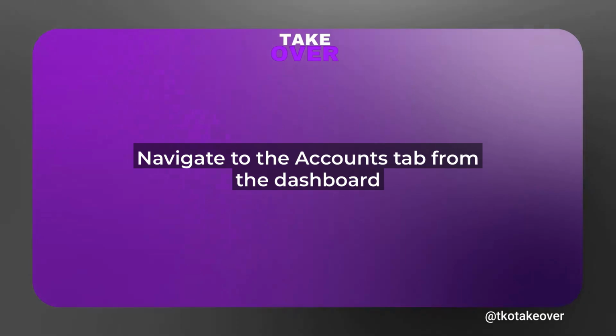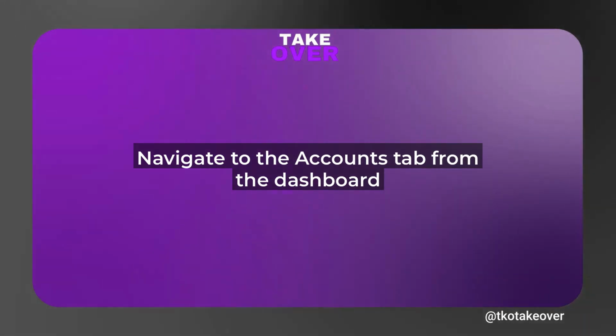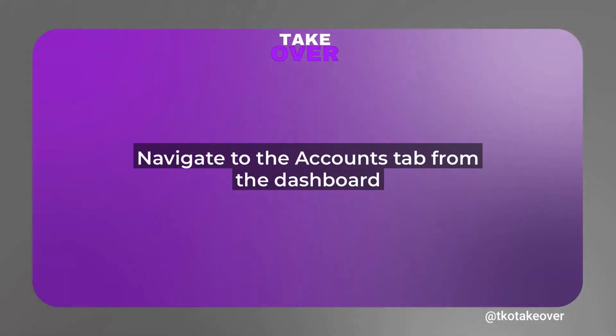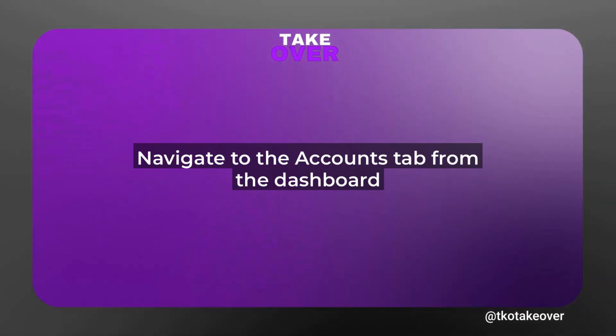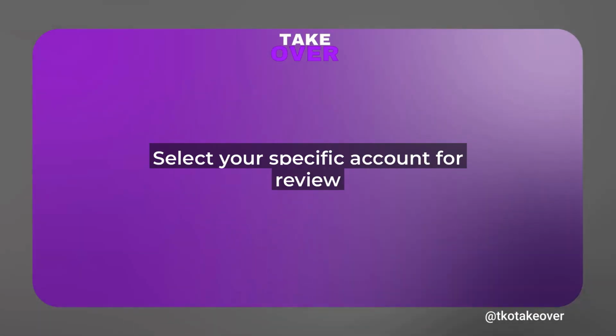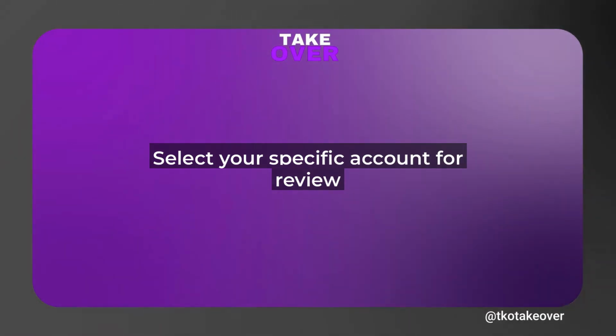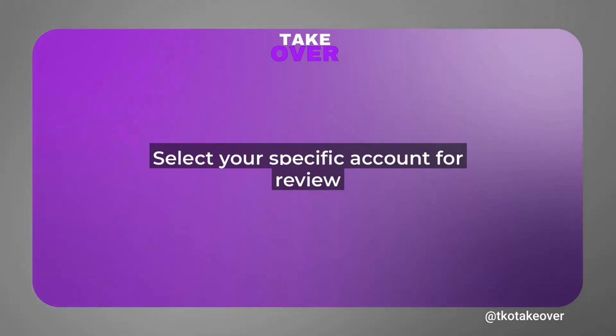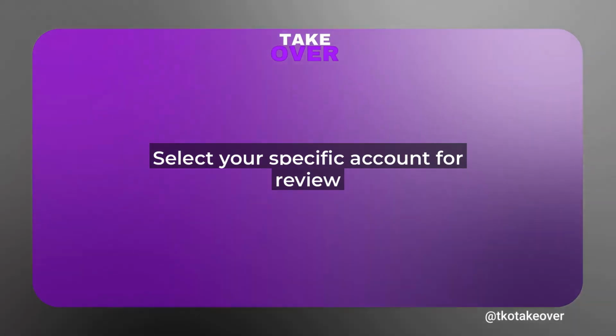After logging in, you'll land on your dashboard. Look for the Accounts tab at the bottom of the screen or on the left sidebar if you're on a desktop. Tap or click on it to see a list of your accounts. Next, select the specific account you want to review, say, your savings or credit card. Then, scroll down or navigate to the Transaction History section, which is usually highlighted with a clear icon like a clock or list.